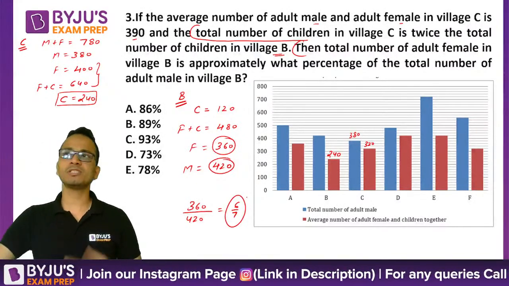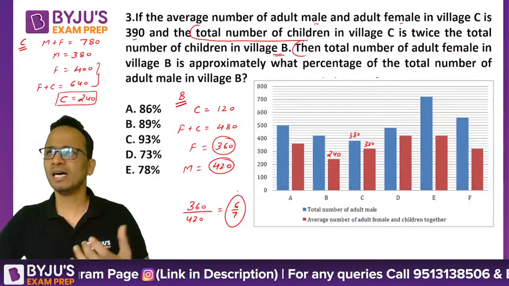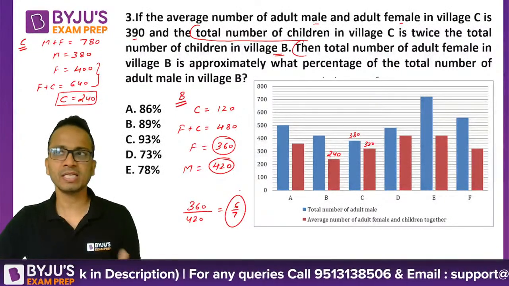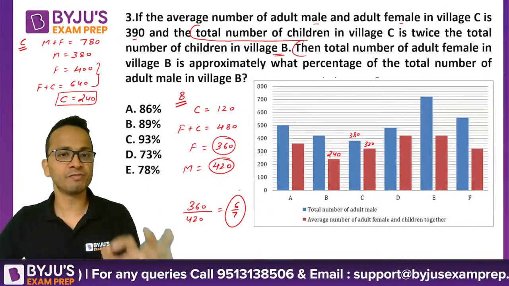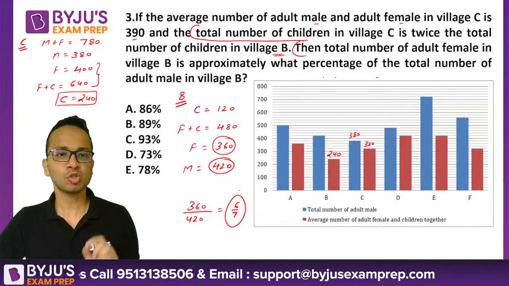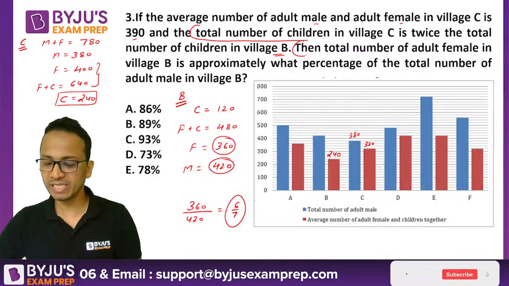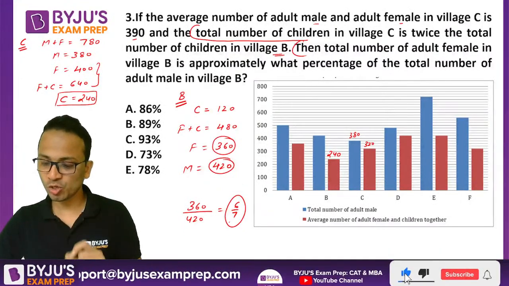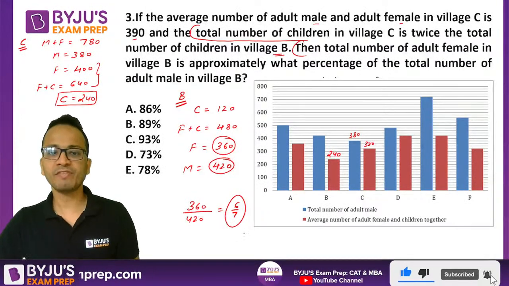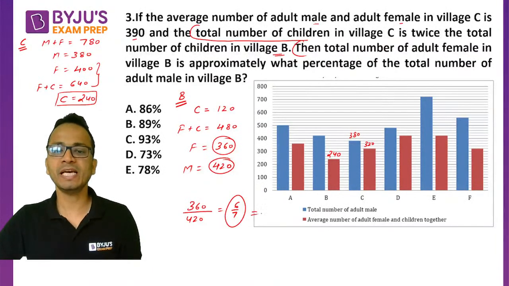This will become 6 upon 7. Now 6 upon 7 कितना होता है? It is 100 minus 14.28, that will be 85.72. So 85.72 will be the exact answer. Yes, Kushal, you are absolutely correct. So 85.72 will be the exact answer.